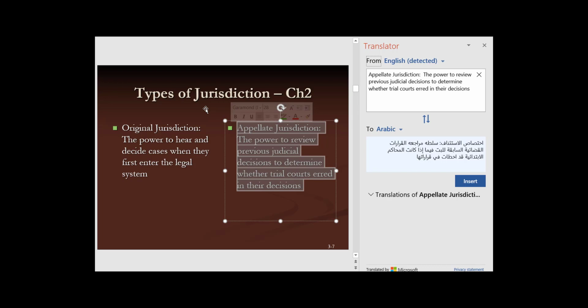The power to review previous. So just remember those two words. First means the first one, original. Previous means appellate. Those are the key words. We'll tell you then what they're talking about. So what they do is mix it up. They're going to mix it up. They're going to say original jurisdiction is the power to review previous. That's the way they're going to mix it up. So you can't be tricked by that if you know first and previous.